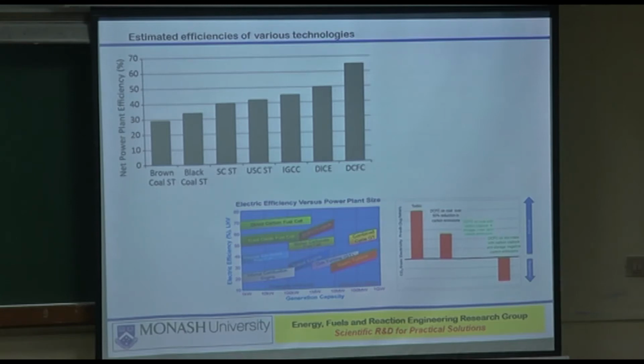So an important point to make here is that despite being a low capacity unit, its efficiency is projected to be quite high. Usually you will see that as scale increases, the efficiency goes up to some extent. But in this instance, the direct carbon fuel cell, despite having very small sizes at the current state of development, has a projected efficiency that is quite high.